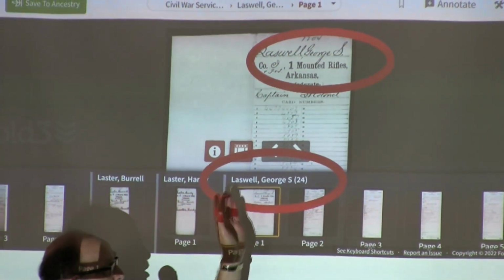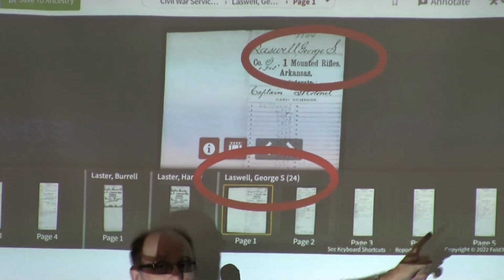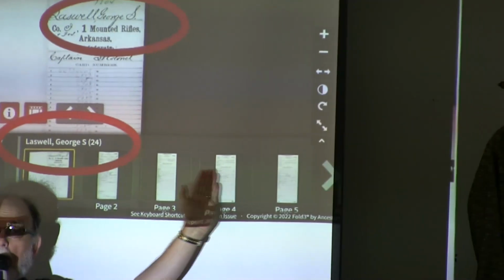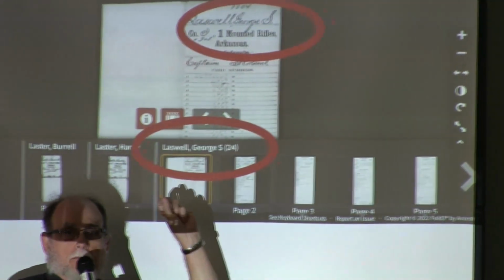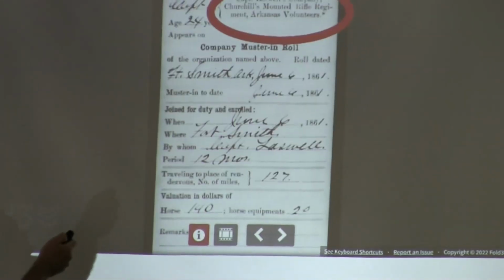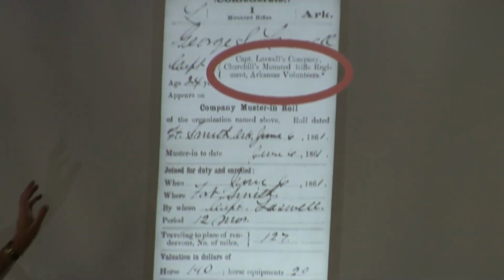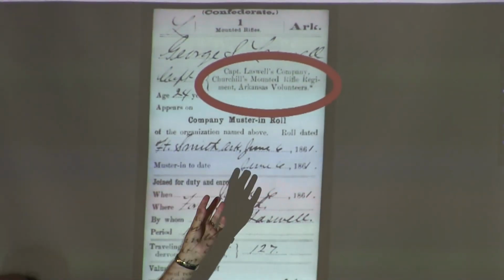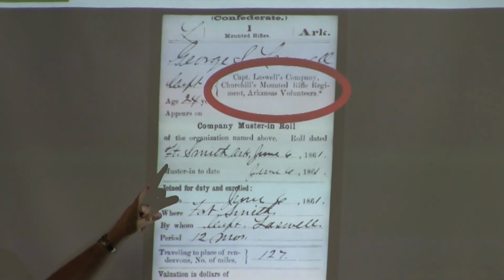Fold3 shows you little tiny images of the next several pictures in his file, of documents in his file. So let's go on and see what's next. This is another card from his file, and it says, Captain Laswell's company, Churchill's Mounted Rifle Regiment, Arkansas Volunteers.